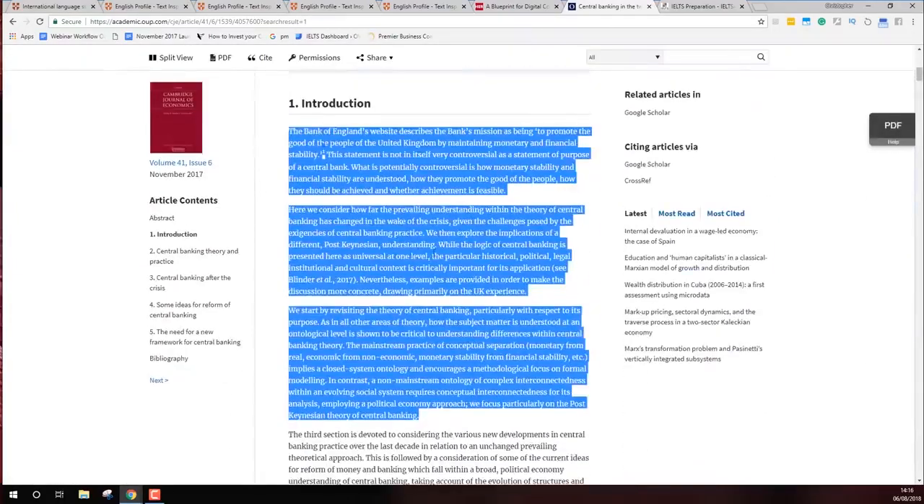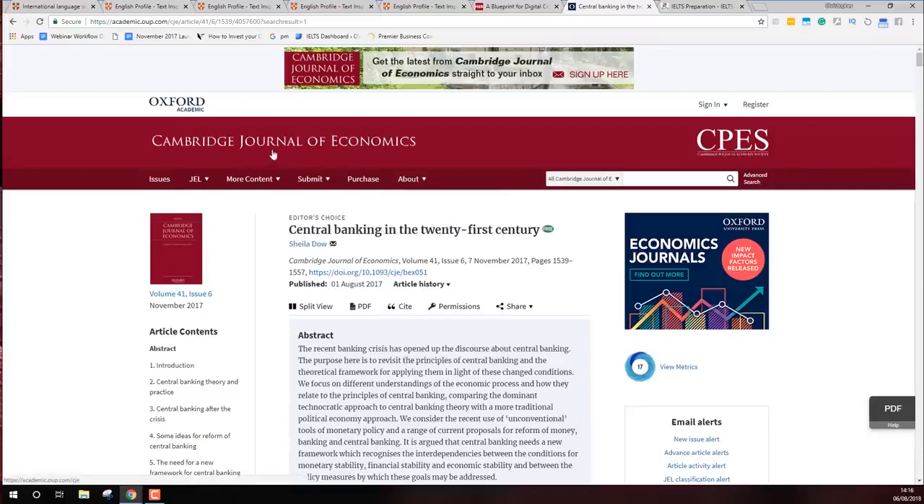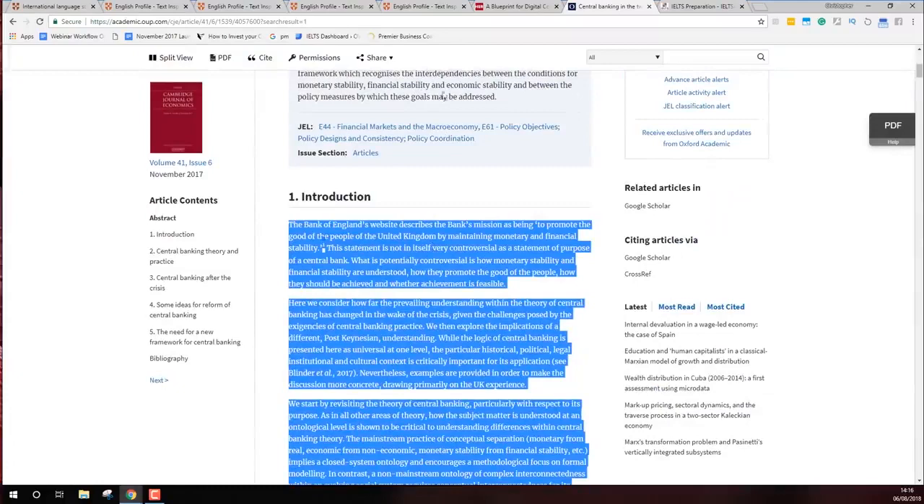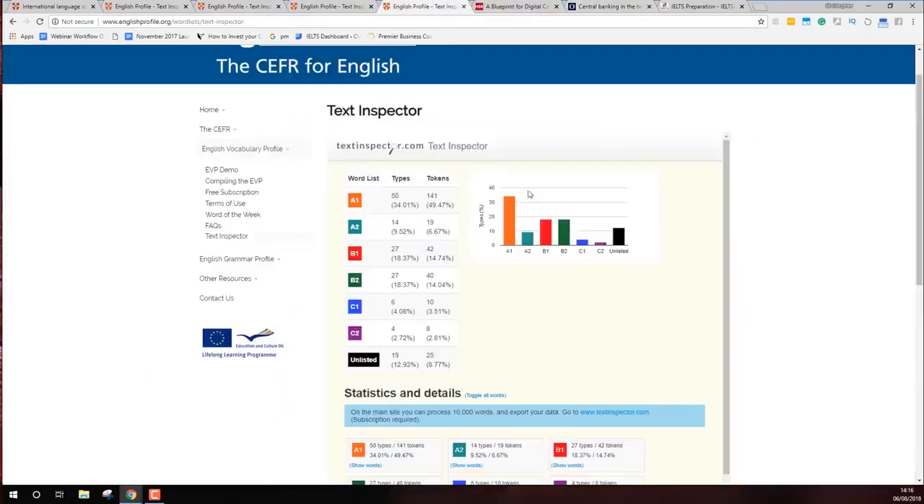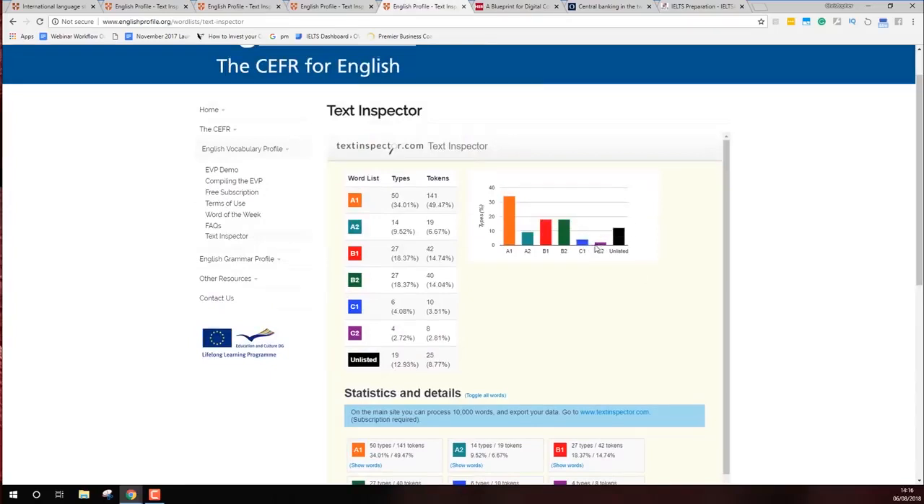Again, copied and pasted this in. So if you're being published by the Cambridge Journal of Economics, your vocabulary level is probably pretty good. So we have a look here. Again, nearly all the words are A1, A2, B1, B2, and only 6%. So it's very, very similar to my profile. 6% here, 6% here. Very, very similar.